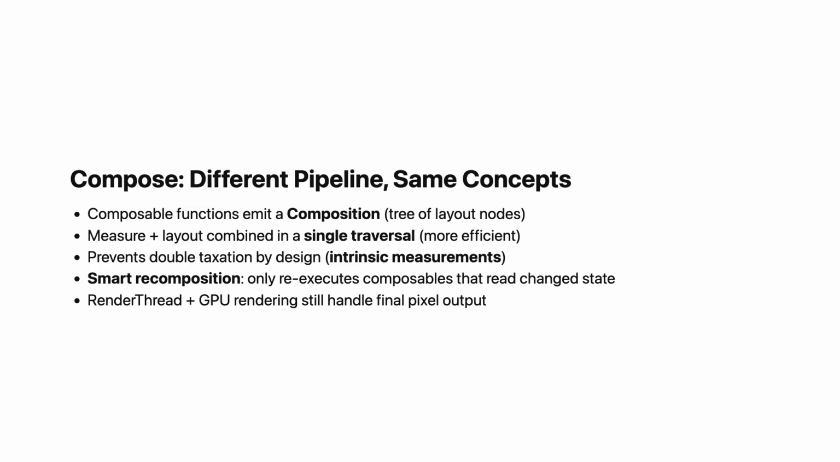Each layout node records drawing commands, and the render thread and GPU still do the final rendering, but the biggest difference is recomposition. When state changes in Compose, the framework does not remeasure the entire tree. It only re-executes the composable functions that read the changed state. Then only the affected parts of the layout tree are remeasured and redrawn. This is called smart recomposition, and it can be significantly more efficient than the view system, where invalidate and requestLayout can propagate widely through the tree.